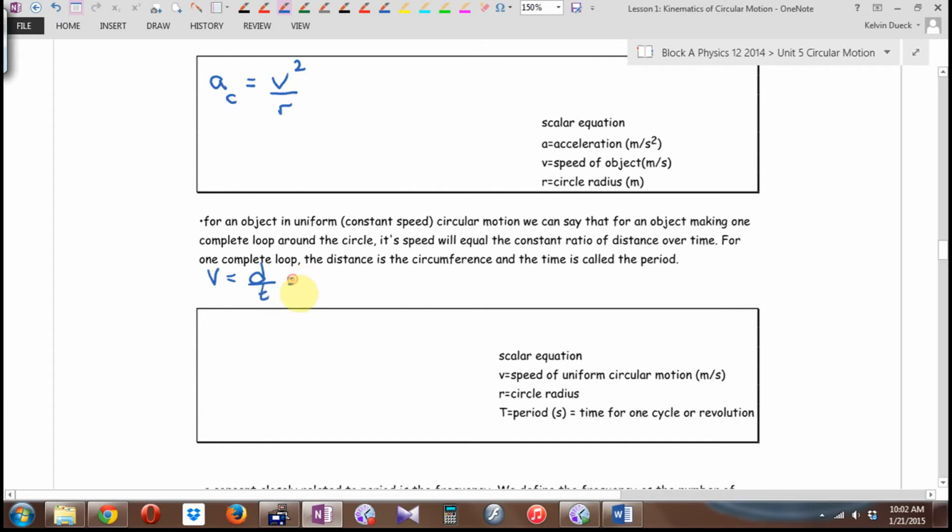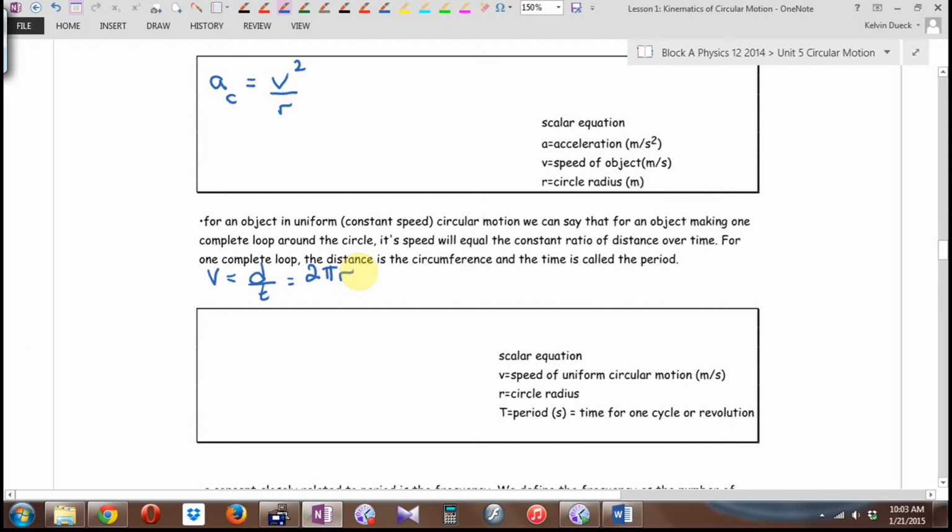Now, what distance? And the answer is once around the circle. The fancy word for that is the circumference. What's the equation for the circumference of a circle? Yeah, it's actually on your formula sheet. By the way, pi r squared is the area, so it's the other one. Two pi r. That's once around the circle.